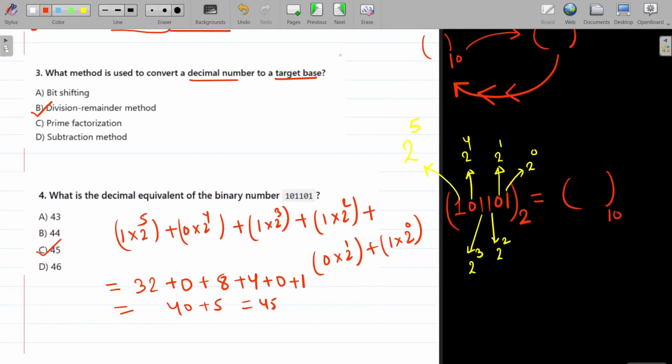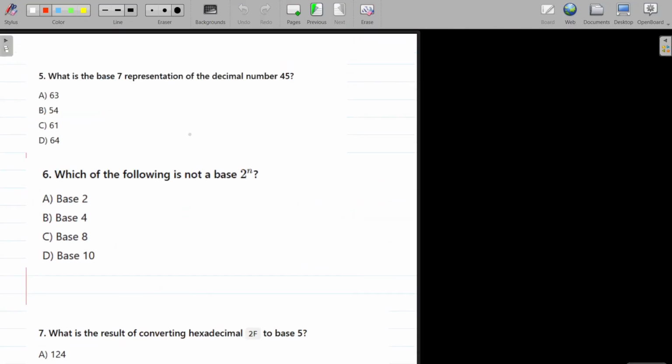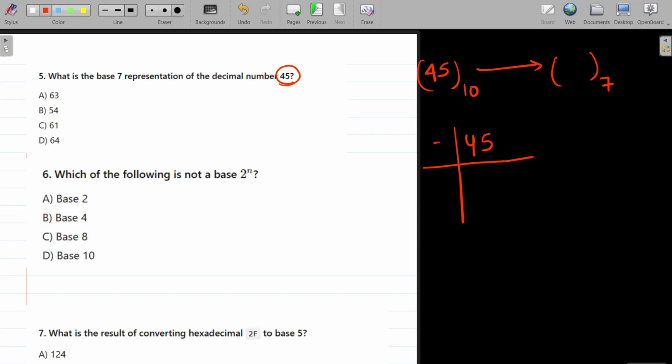Let us see the next question. What is the base 7 representation of decimal number 45? See, now we have 45 in base 10 and we want to convert this into base 7. So we are going from base 10 to another base, so you have to use your division and remainder method. So 45 should be divided by 7, right? So 6 times, the remainder should be 3 here.